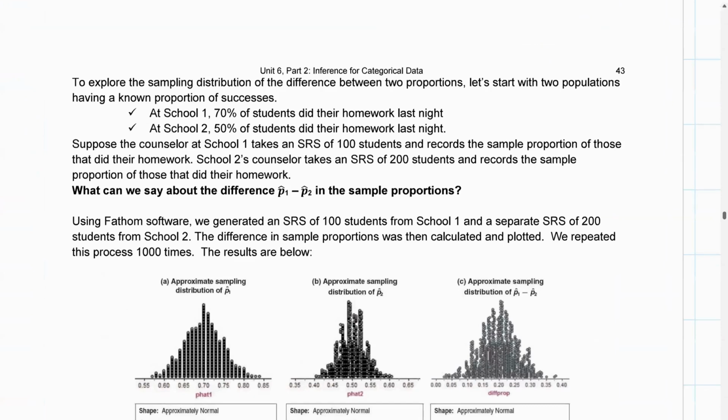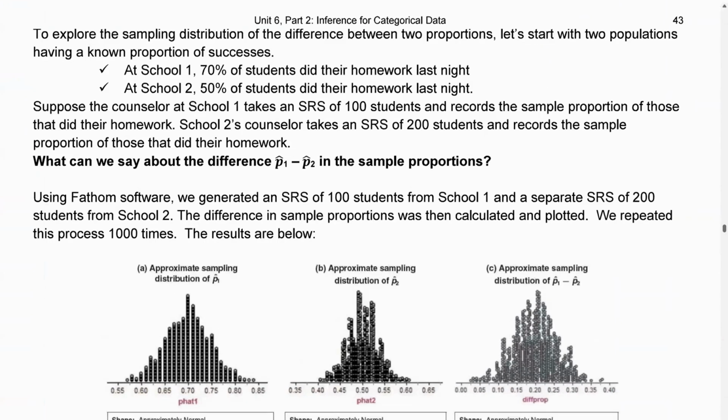So let's try to make this a little bit more real. Imagine that we have two high schools, school one, school two. And somehow we know that at school one, 70% of the kids did their homework last night. At school two, somehow we know that 50% of those students did their homework last night. Now, imagine that from school one, we do a simple random sample of 100. Just 100 students, right? What would the sampling distribution of p hat 1 look like in this case?